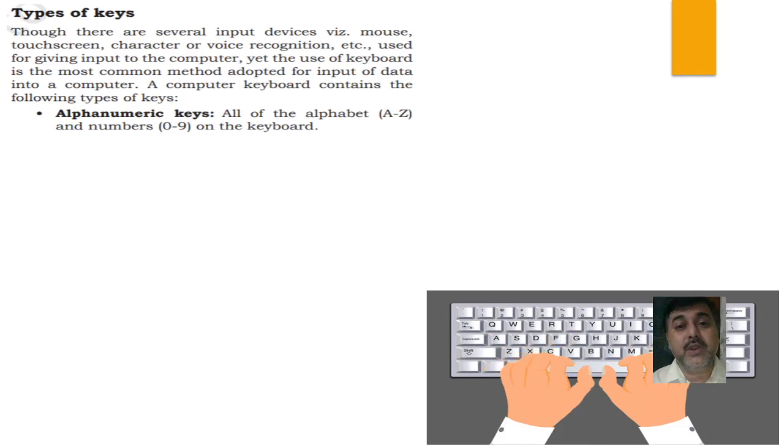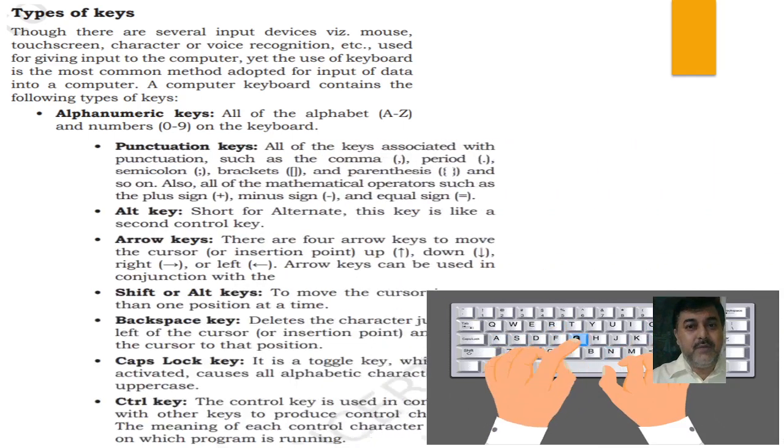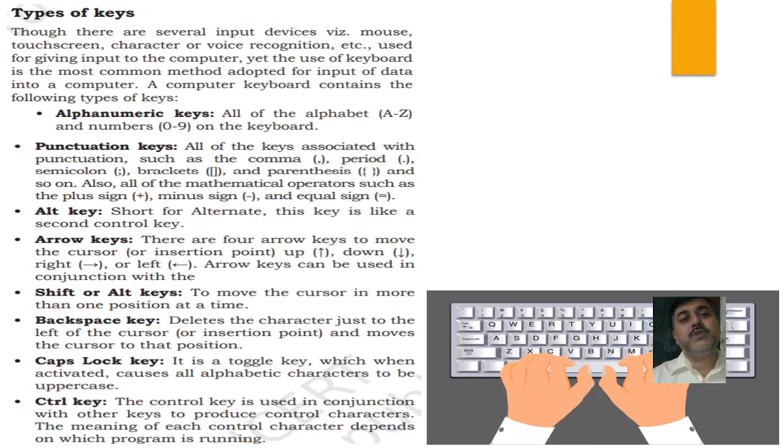There are the alphanumeric keys. Alphanumeric keys means, see here, from A to Z and 0 to 9. See all the keys that are there. A to Z and 0 to 9, those are the alphanumeric keys. So we have the alphanumeric keys now, and next, what do we have?